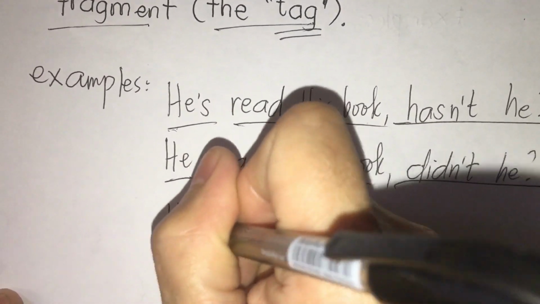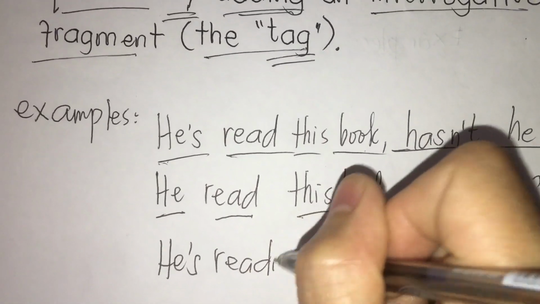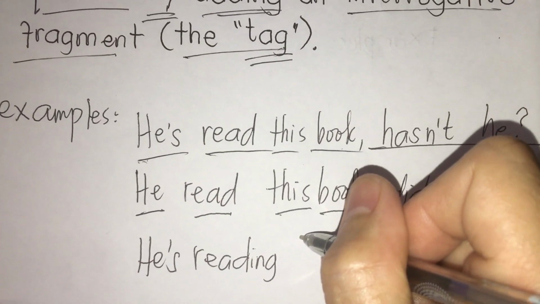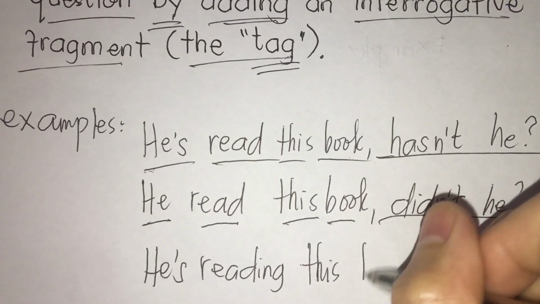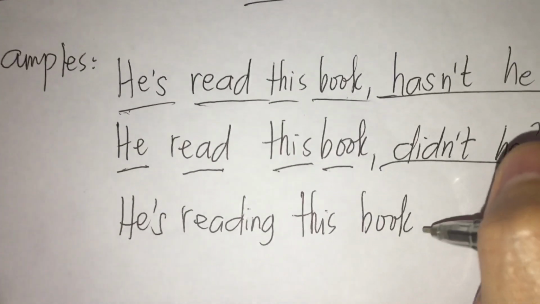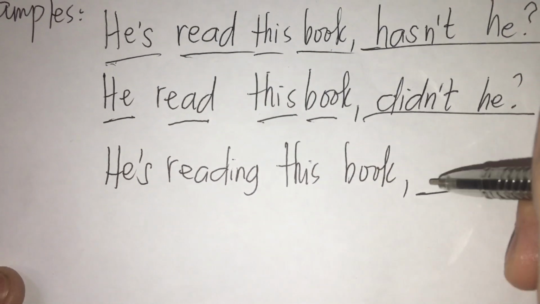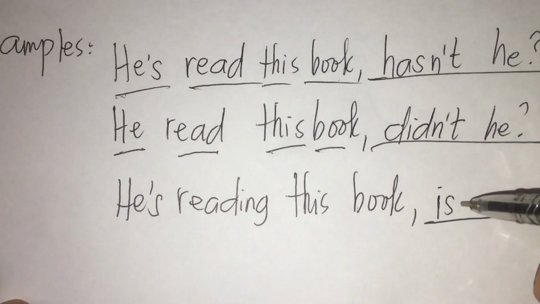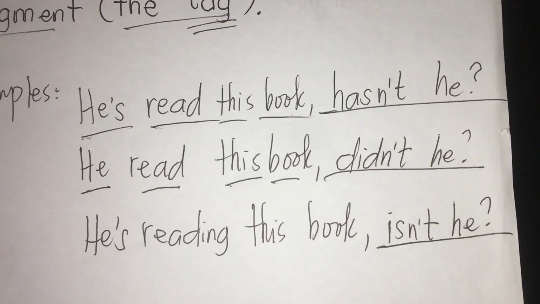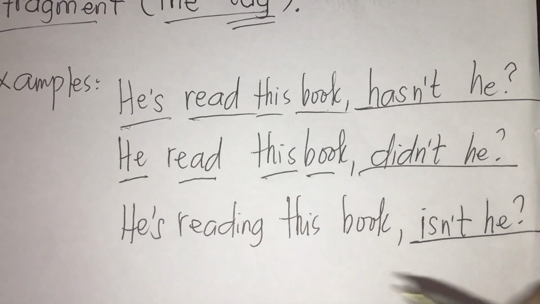Another example. So I add the verb with ing, that is a gerund. He is reading this book. Remember, students, a gerund verb is useful also in constructing a sentence to become meaningful. So we're going to write here is not or isn't. Like that, class. Isn't he?